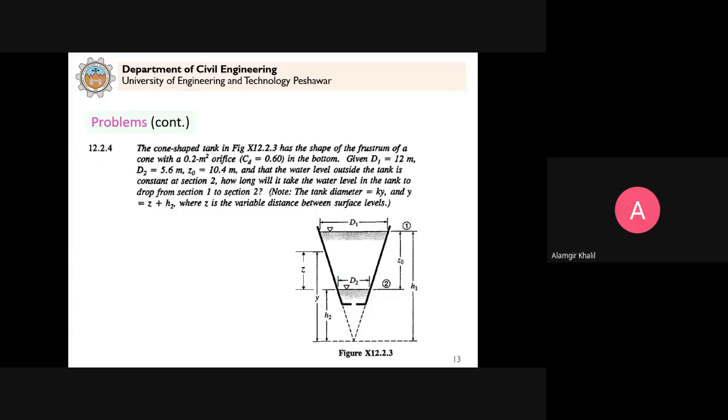Next we have another problem. We have a cone-shaped tank which has the shape of the frustum of a cone with a 0.2 square meter orifice. This is the orifice here, for which the discharge coefficient is given as 0.60, in the bottom. Now the diameter D1 is given as 12 meter. D2 is given as 5.6 meter. And Z0 is 10.4 meter.